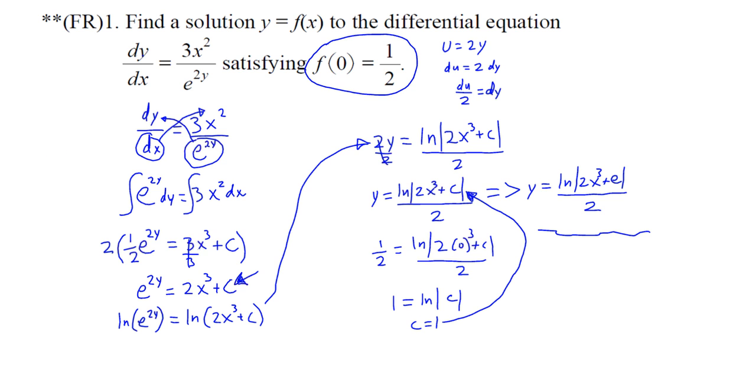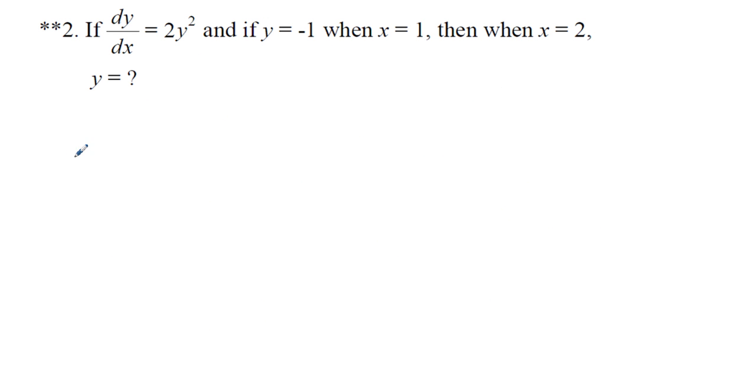All right, let's go on to the next problem, 2. If dy/dx is 2y squared, and if y equals -1 when x equals 1, this right here is our initial condition, and this one right here is our separable differential equation.